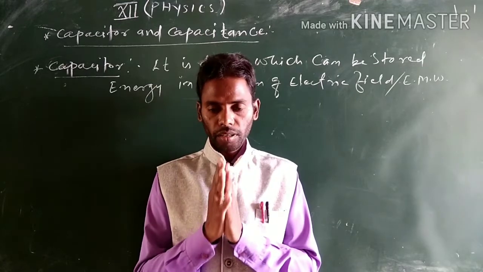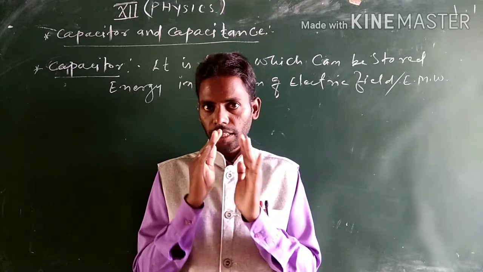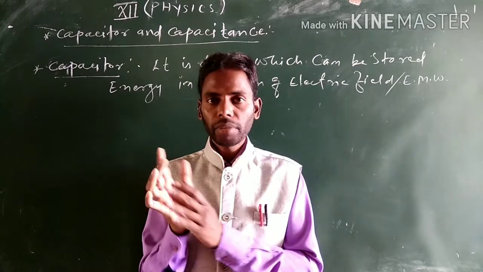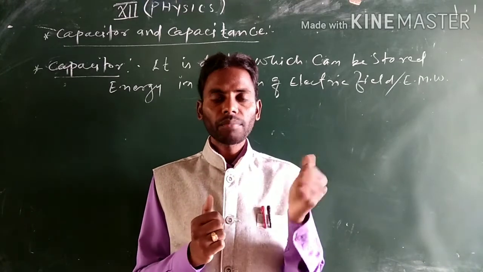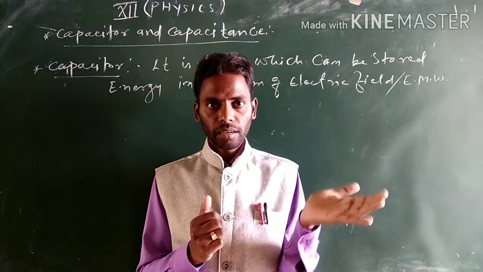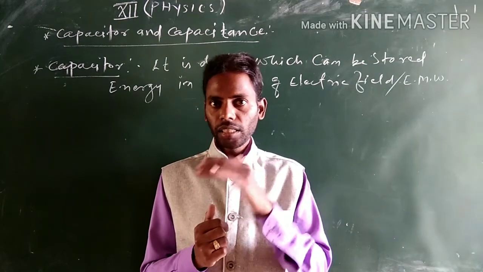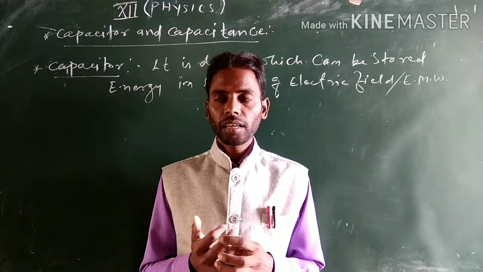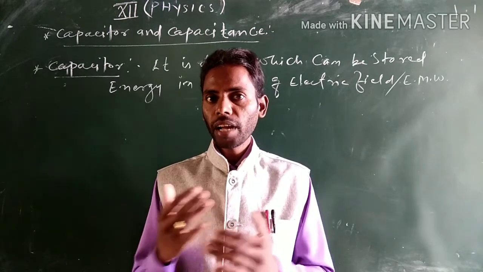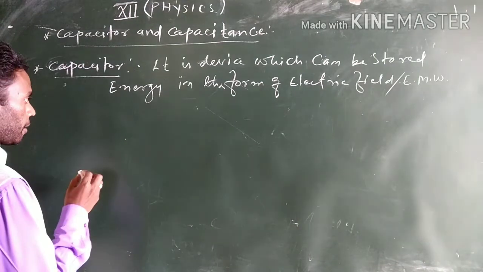Let's see about the capacitor and capacitance. These are two different things, capacitor and capacitance. Capacitor, that means it is a type of device, right? A capacitor is a device which can store energy in the form of electric field and electromagnetic wave, right? Suppose we take two conductors, right?